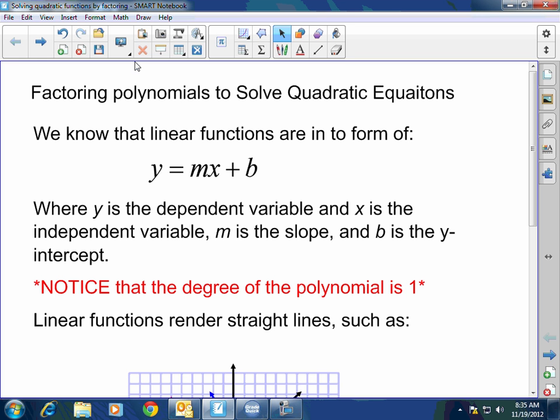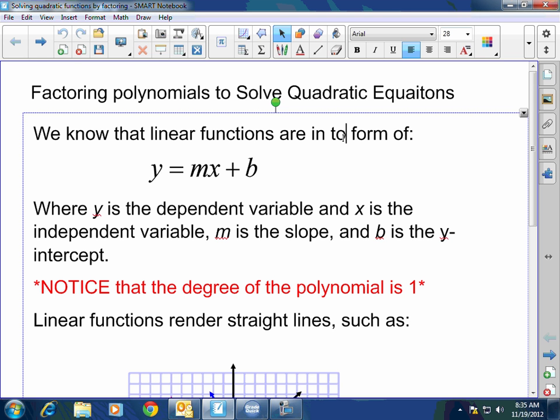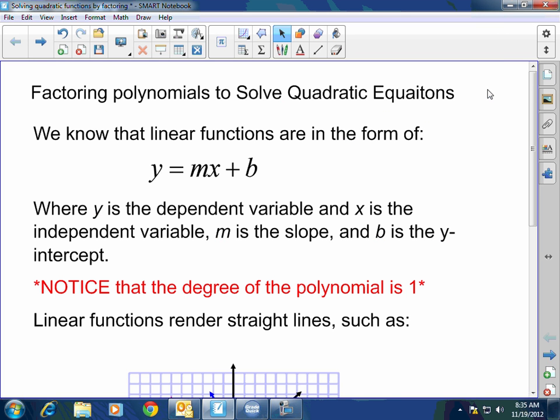We know that linear functions are in the form of y equals mx plus b, where y is the dependent variable, x is the independent variable, m is the slope. Remember, the slope is the rise over run. The formula for slope is y2 minus y1 over x2 minus x1. And b is the y-intercept. Please remember that the y-intercept is the y value on the y-axis when x equals 0.